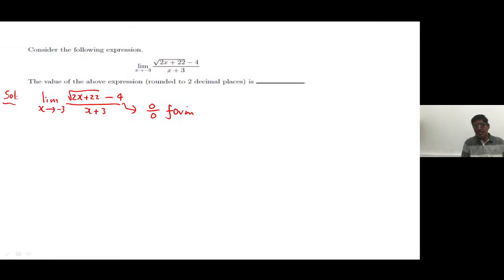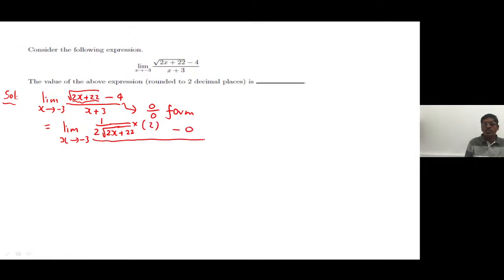Then L'Hospital has given the easiest procedure, which is to differentiate the numerator as well as the denominator with respect to x separately. Don't apply the u by v rule. Limit x tends to minus 3, the derivative of square root x is 1 upon 2 root x. That is 1 upon 2 root (2x plus 22). Or you can write (2x plus 22) to the power of 1/2; comparing with x to the power n, the derivative is n times x to the power n minus 1. But this is not x, it is 2x plus 22, so you should multiply by its derivative also. 2x derivative is 2, 22 derivative is 0. So you will be getting into 2, and minus 4, being a constant, has derivative 0.